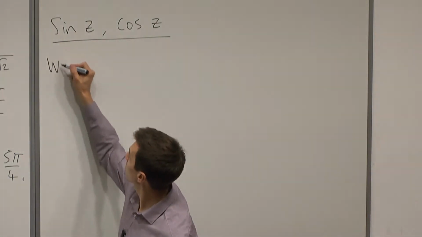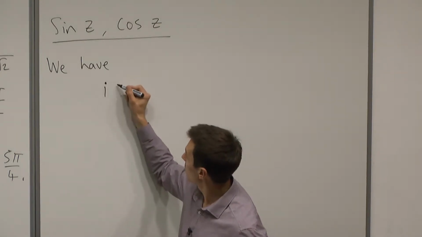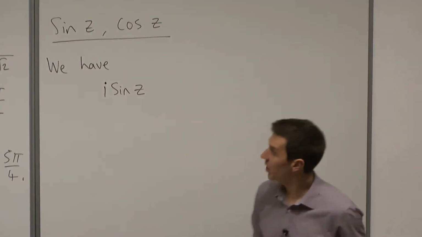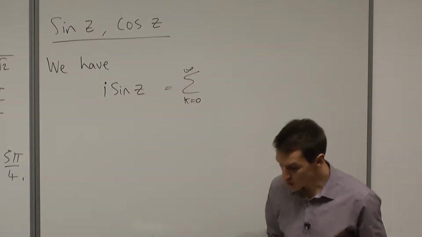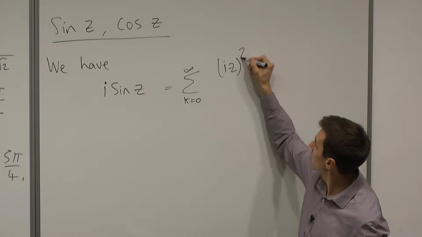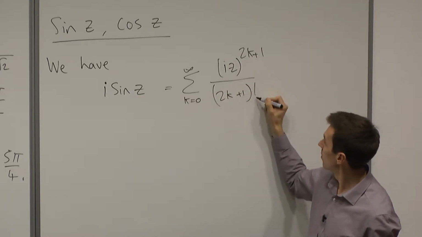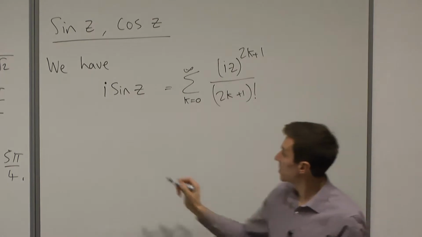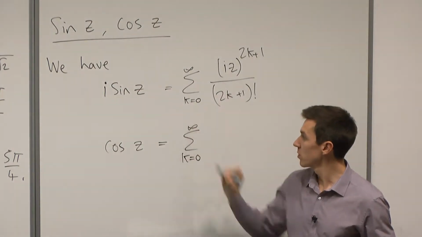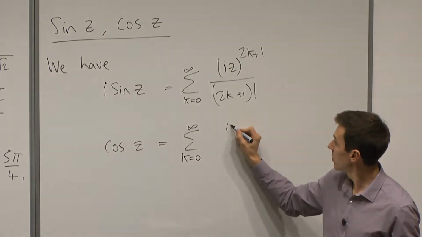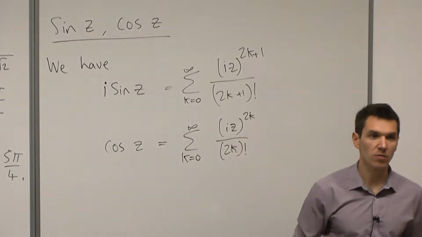Right, well, first of all, we have the following representations. So if we look at sine z, then this has series expansion, the sum from 0 to infinity of (-1)^k z^(2k+1) over (2k+1) factorial, and cos z is the sum from 0 to infinity of (-1)^k z^(2k) over 2k factorial. Okay, we've seen this before.